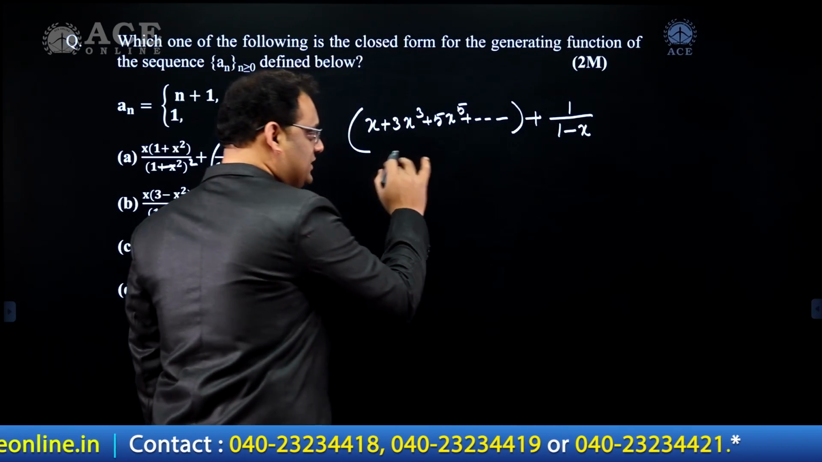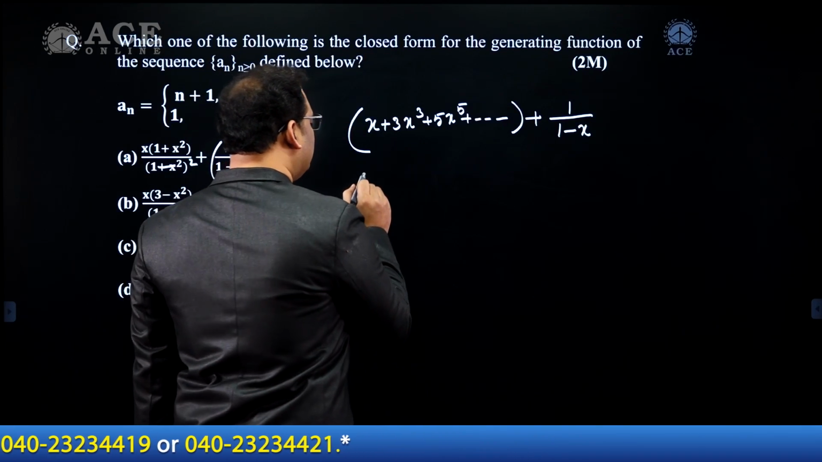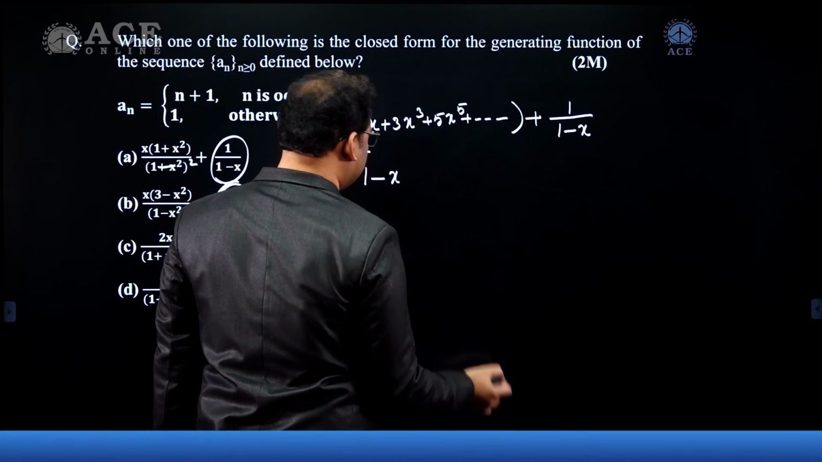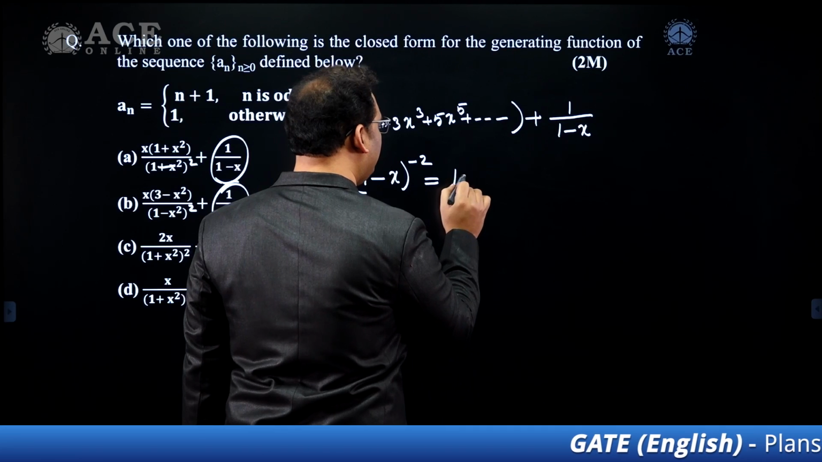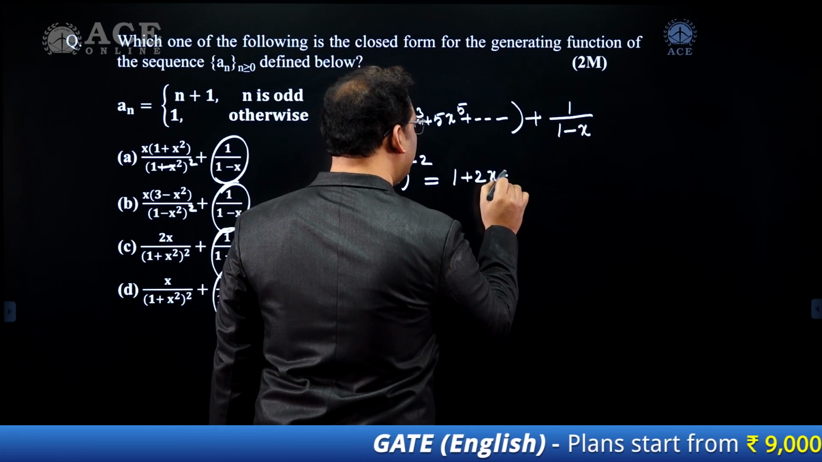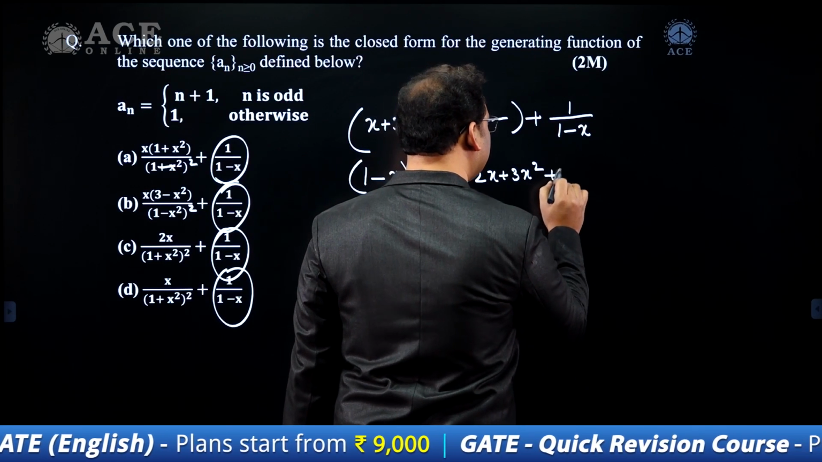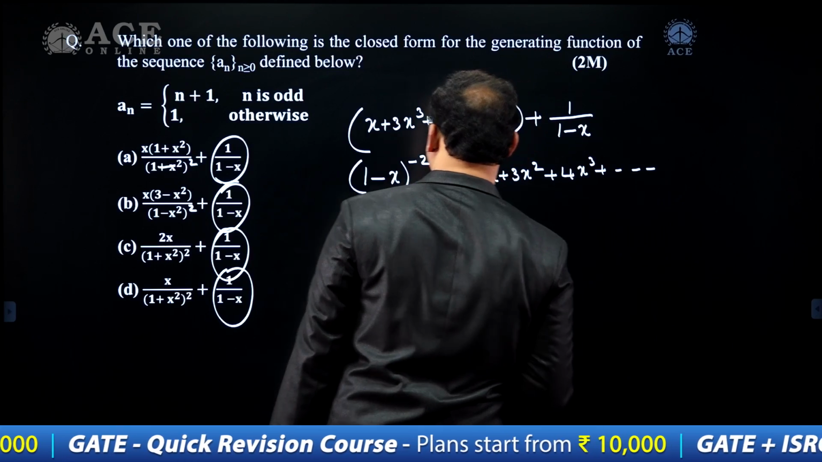It is not a clear expansion. You need to convert that. That is the thing I am saying. Yes, sir. 1 minus x whole power minus 2. The expansion will be 1 plus 2x plus 3x square plus 4x cube like this.